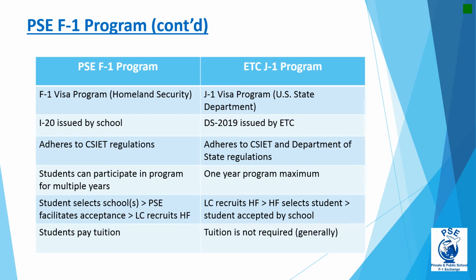Let's take a look at the differences between the PSE F1 program and the ETC J1 program. The F1 visa program is regulated by Homeland Security, whereas the J1 visa program is regulated by the U.S. State Department. For PSE, the I-20 is issued by the school, and for ETC, the DS 2019 form is issued by ETC. PSE adheres to CSIET regulations, so is essentially less strict, whereas ETC adheres to both CSIET and Department of State regulations and is more rigid as there are more requirements.